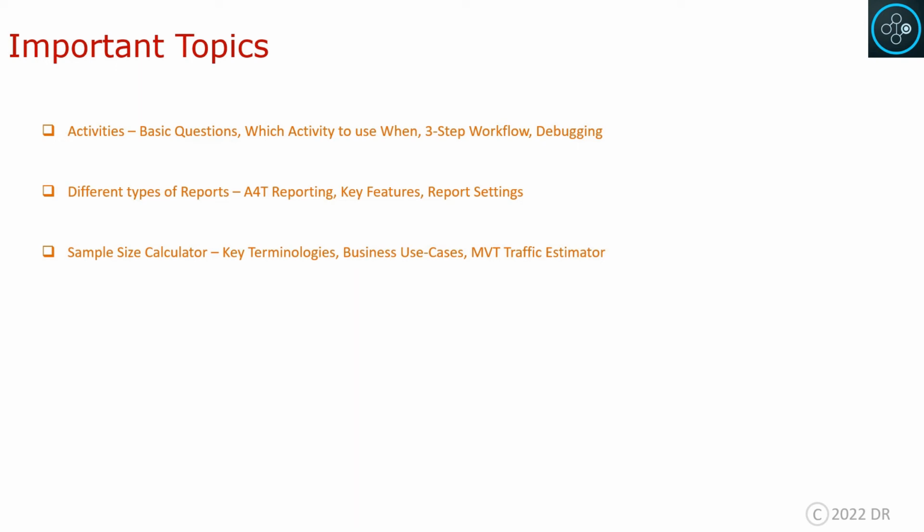There is an article in the Adobe Target documentation, 10 common A/B testing pitfalls and how to avoid them. So do go through that. Do go through the article, how long should you run an A/B test. That is also an important article in their documentation. Then you have the MVT traffic estimator. Again, it's similar to the sample size calculator, concept wise. You will also get around 2 questions for this one. So that's there.